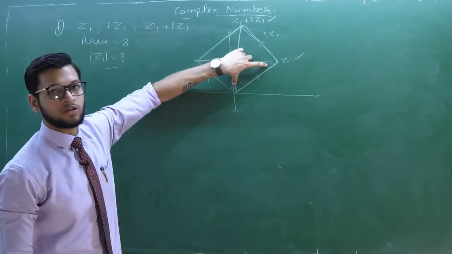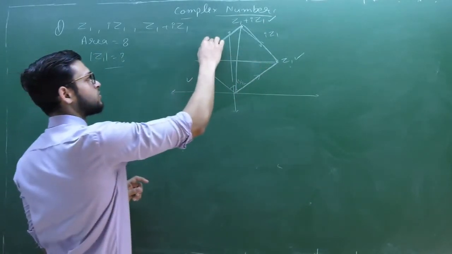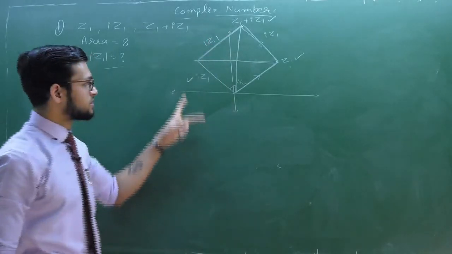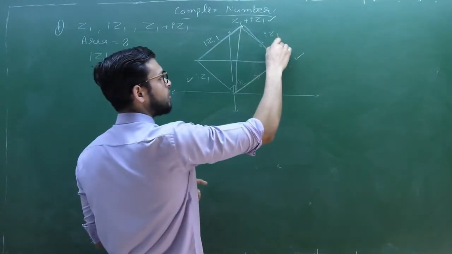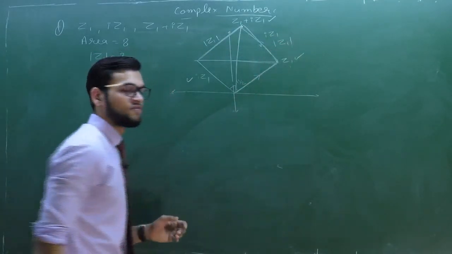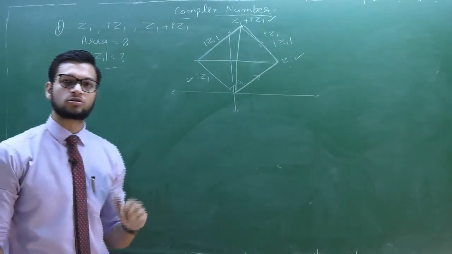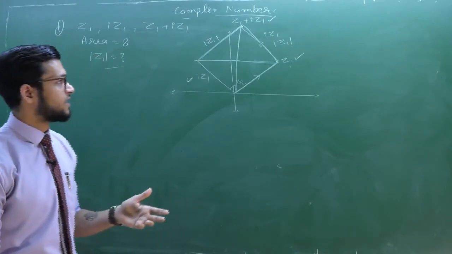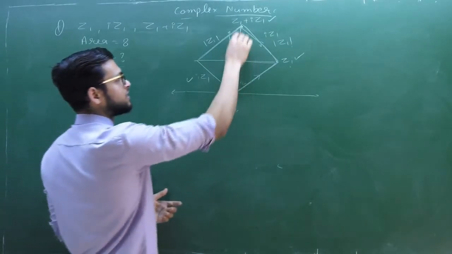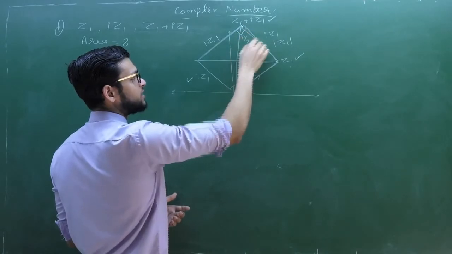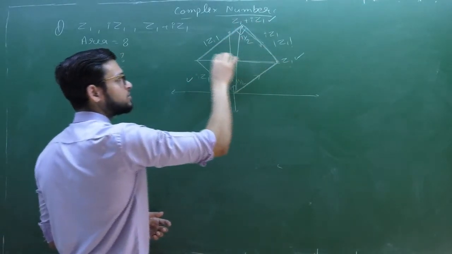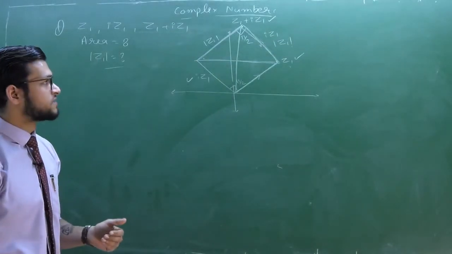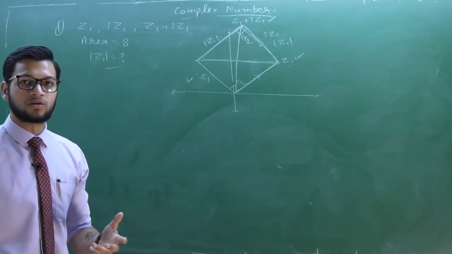This term is equal to mod of z1. It means this is also equal to mod of z1. Because if we calculate mod of iota z1, it is also equal to mod of z1. Then this angle is 90 degrees, so this will also equal 90 degrees. Now we can simply say that it's a right angle triangle whose base is mod of z1 and the perpendicular is also mod of z1.